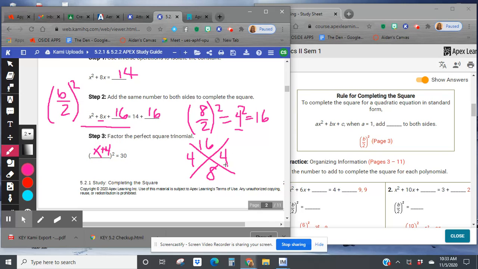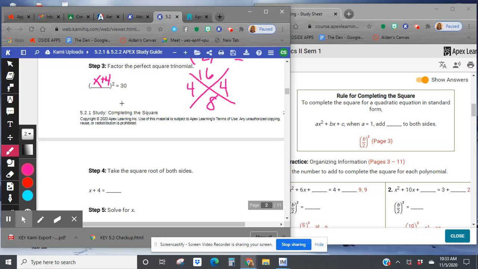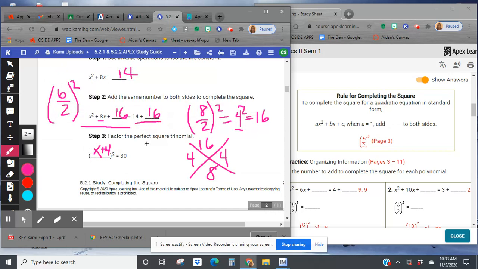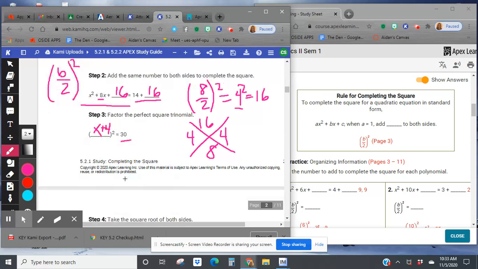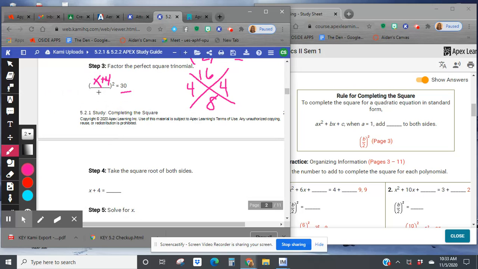But how would I know that otherwise? Remember, we just took the 8 and divided by 2, and so 8 divided by 2 gave us 4, and that 4 is what's being squared, so it's the x plus 4 squared factors. This is equal to 30 because 14 plus 16 equals 30. Now it looks like something we've been practicing for the last 2 days. Now we can square root both sides to solve.